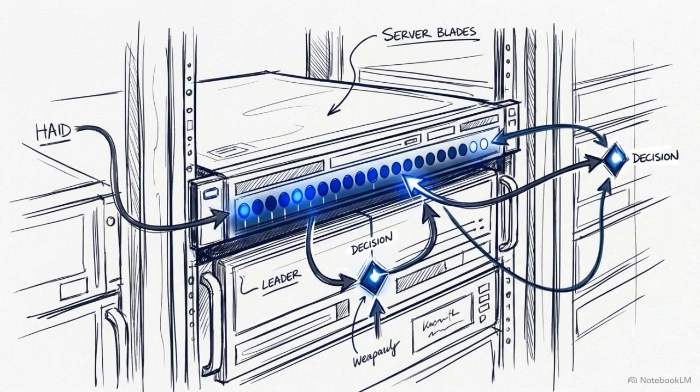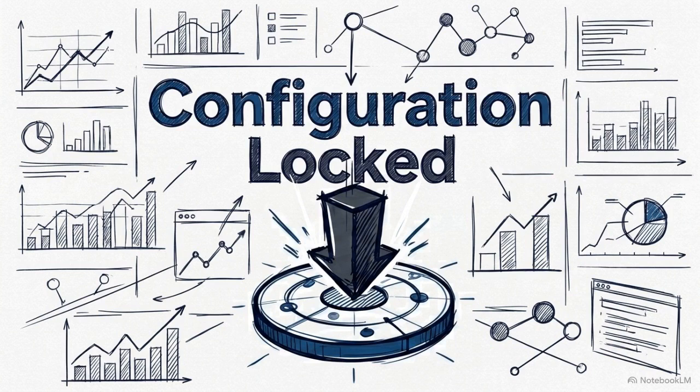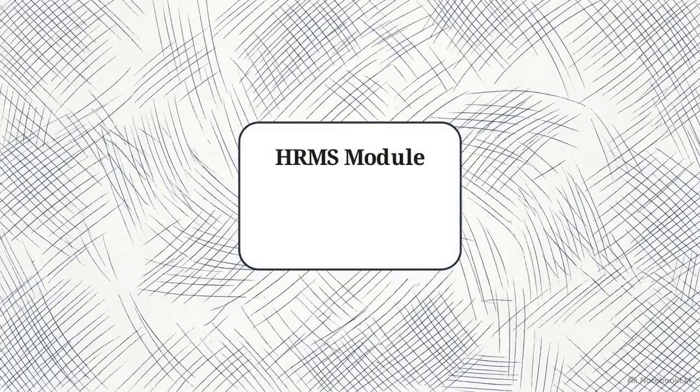With your salary limits and pension rates established, you are ready to commit this configuration to the database. The action buttons on the bottom toolbar finalize your setup. If you want these settings to serve as the standard template for future configurations, select Set Default. Click Save and Close to write the data and exit the setup screen. This action authorizes the HRMS module to use these exact parameters to validate your next payroll cycle.